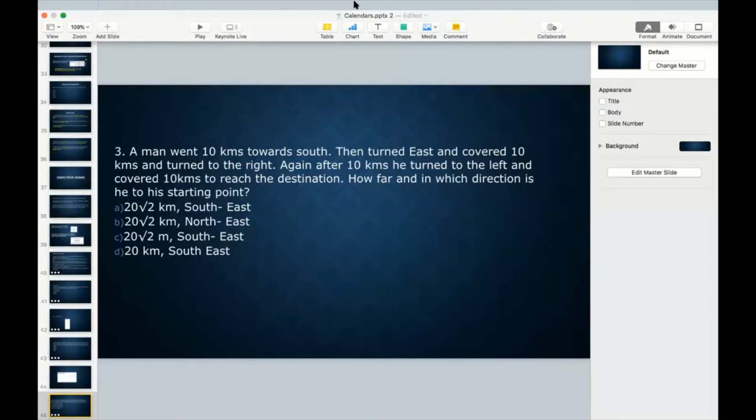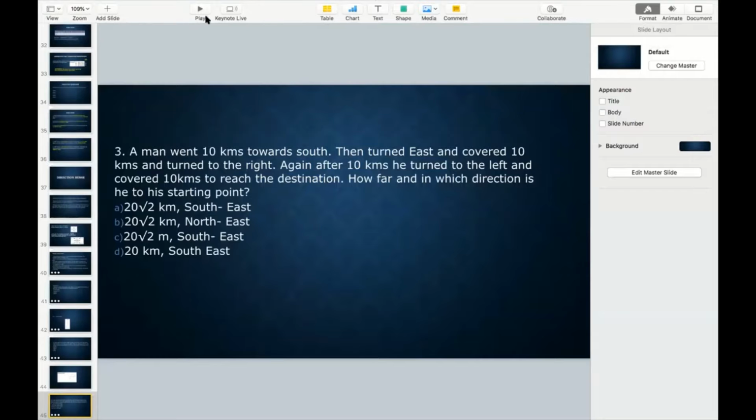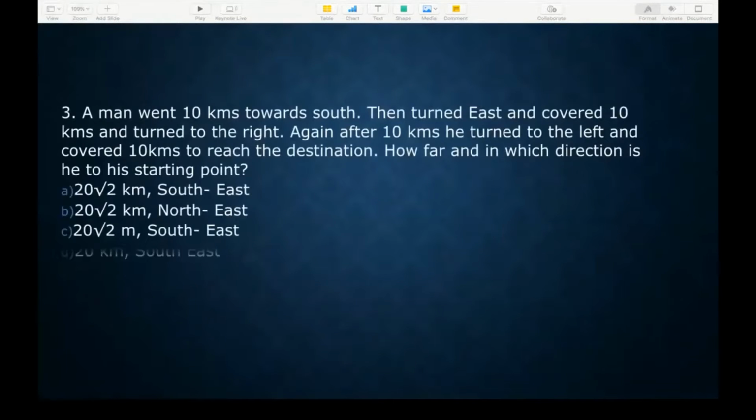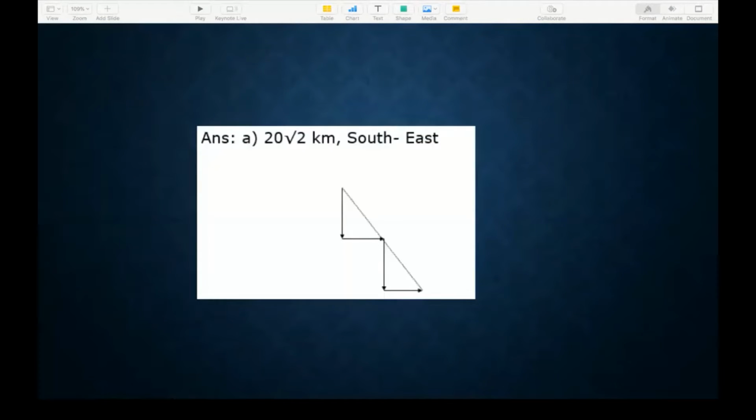Now guys, you can see that option A and option C are very close, right? The only difference between option A and option C is in the units of the distance. In option A, it is mentioned as kilometers, while in option C, it is mentioned in meters. Let's look into the solution for this question. It is option A.